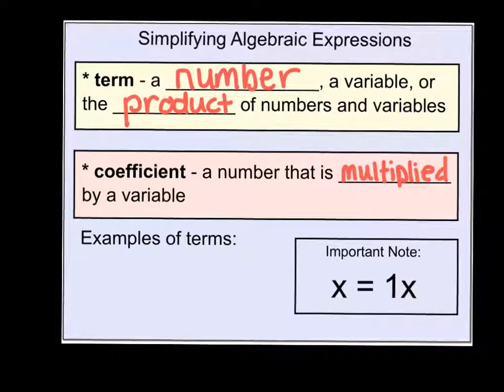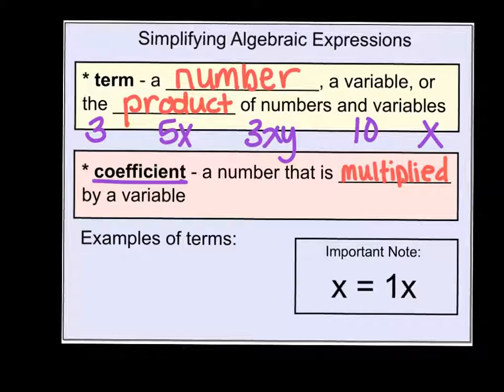So for some examples here, a term could be just 3, a term could be 5x, it could be 3xy, it could just be 10. It can be any of these where there's no addition, there's no subtraction. We're just multiplying, or we just have a number or a letter.